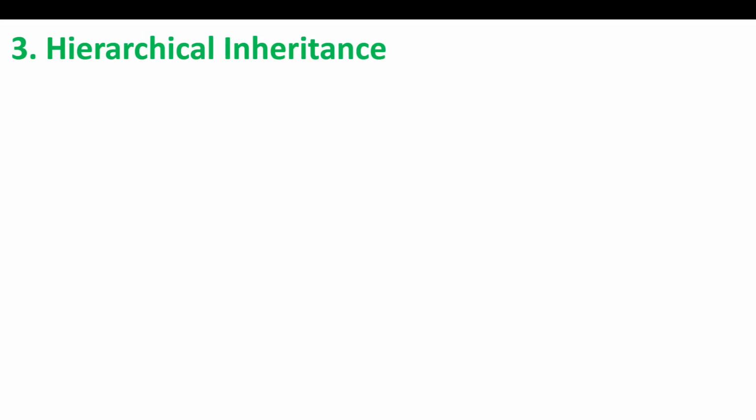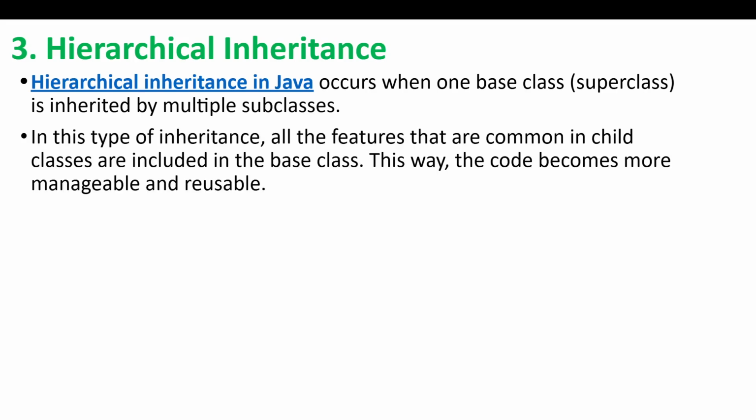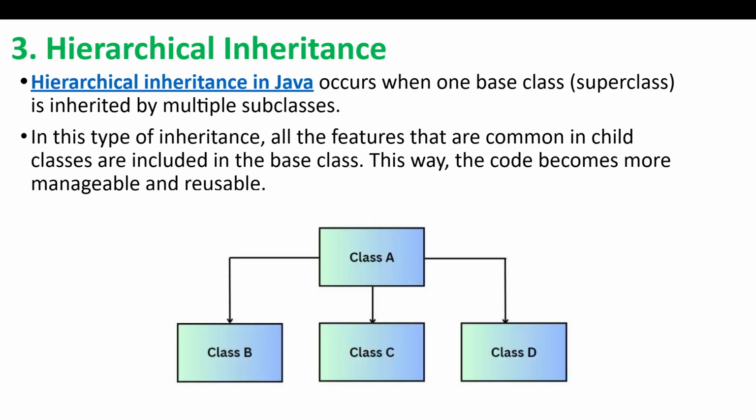Next, hierarchical inheritance. Here we can have several subclasses. In this type of inheritance, all the features that are common in child classes are included in the base class. So in this way, the code becomes more manageable and reusable. This picture states that three classes are derived: class B, class C, and class D. So three subclasses are derived from class A. The methods and properties of class A are common to all the subclasses. So it is manageable, and also we can reuse the methods and properties of class A in all the subclasses.